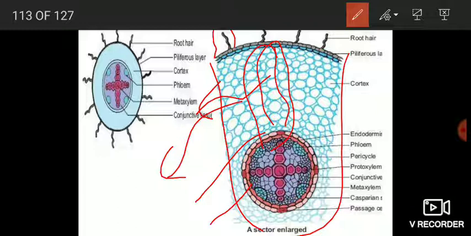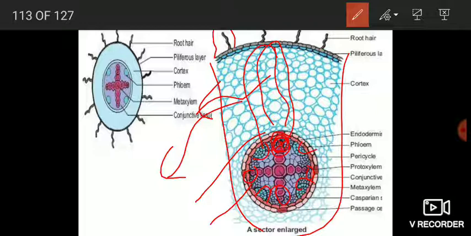Then this point is very much important. Here you can easily see the vascular bundles. Okay, this is one protoxylem group, another protoxylem group. This is another protoxylem group and another protoxylem group. Okay, and in between these protoxylem groups we have here phloem, another phloem patch, another phloem patch, and this is another phloem patch.